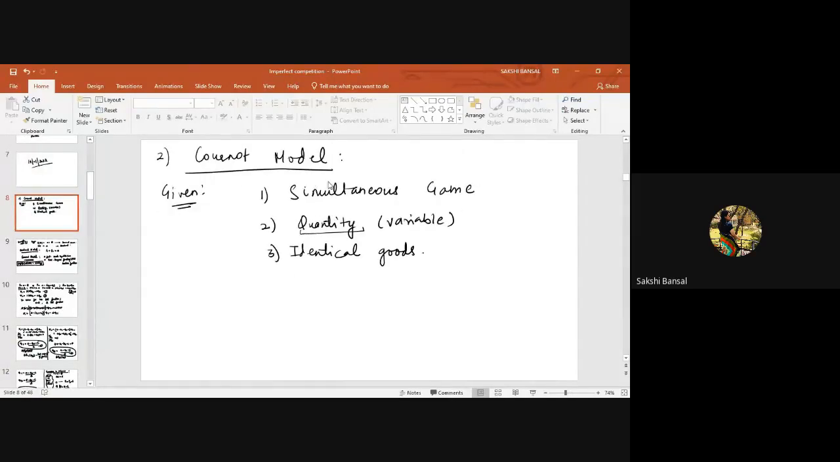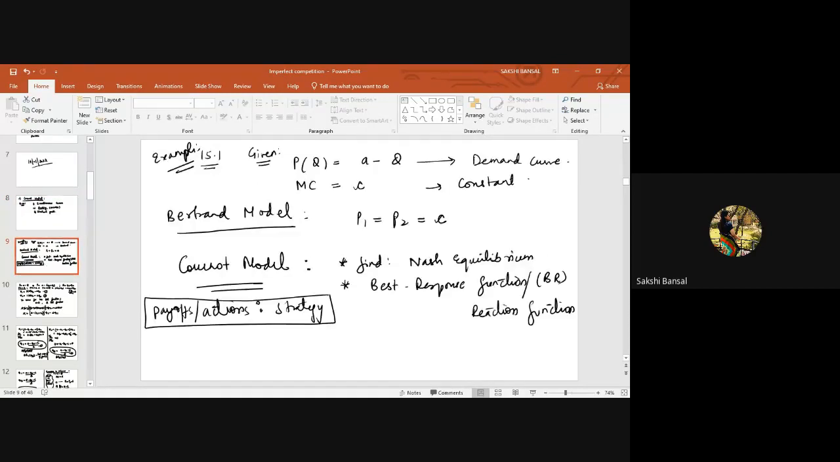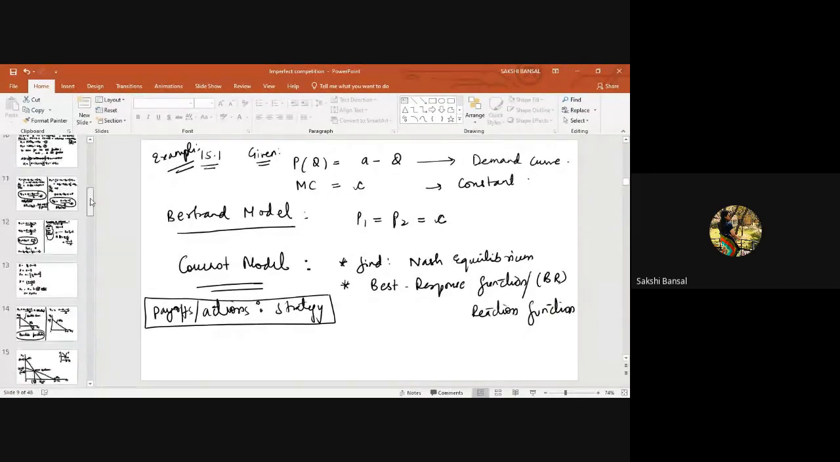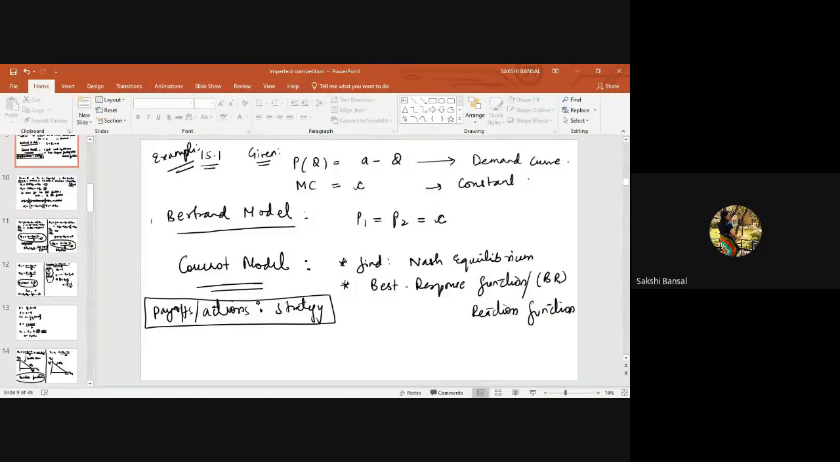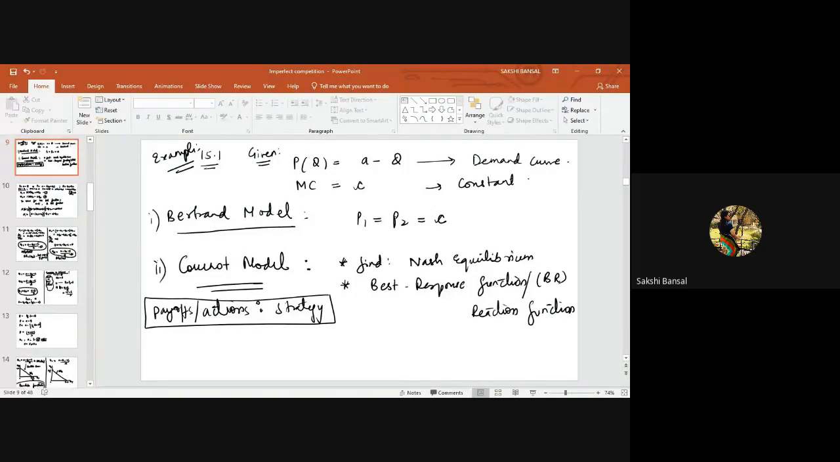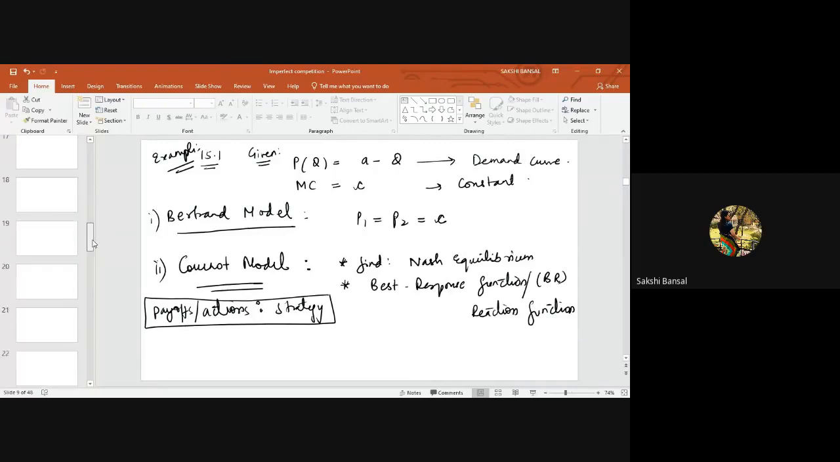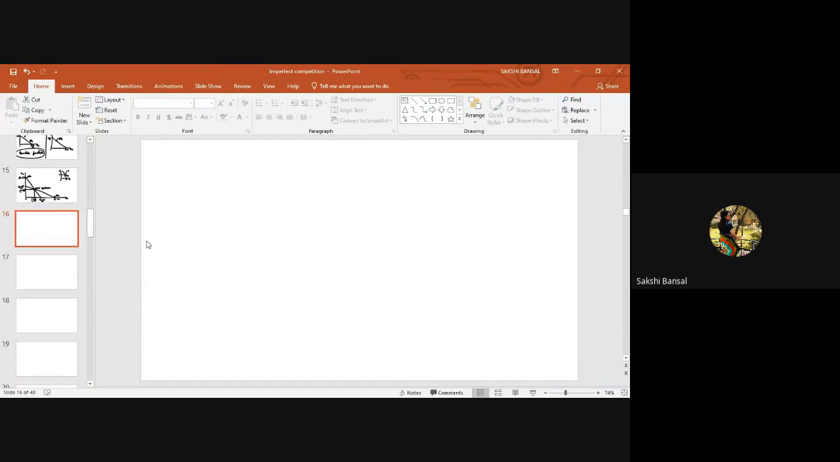Cournot, you can pronounce it both ways. The given things are simultaneous game, quantity as my variable, and identical products. Then I have explained the same with the help of the numerical. Now, in the same example, first I applied the Bertrand model, then I applied the Cournot model. Now I am applying the concept of cartel. You must have heard the concept of cartel.